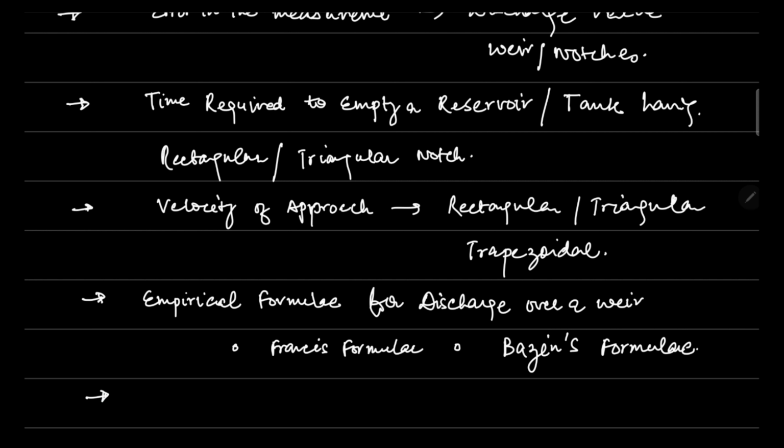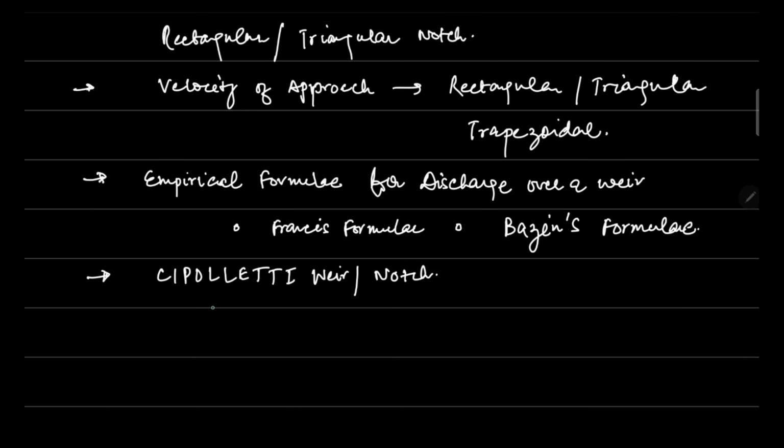Then we will take a numerical problem on the Cipolletti weir or notch. In this problem, I will also show you how to consider the velocity of approach for such kinds of weirs and notches, for the estimation of Q, that is your discharge.